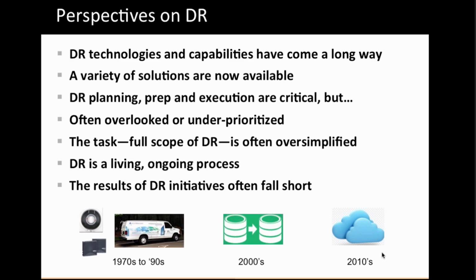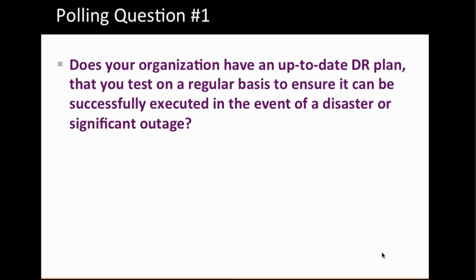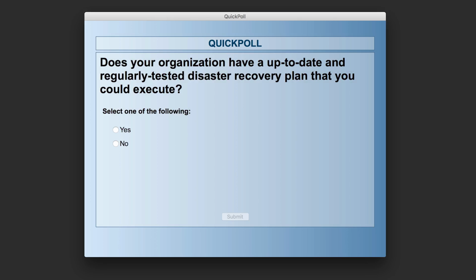I'd like to pause here just briefly and hear from all of you. Just take a very quick poll. We're asking a simple question here. The question is, does your organization have an up-to-date DR plan today that you test on a regular basis to ensure that it can be successfully executed in the event of an outage? If you could just please answer that yes or no.